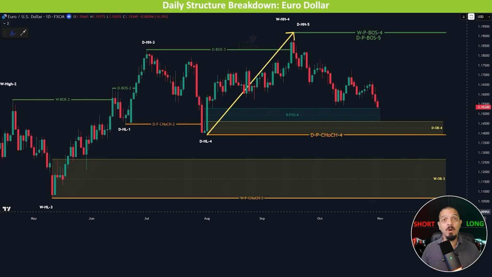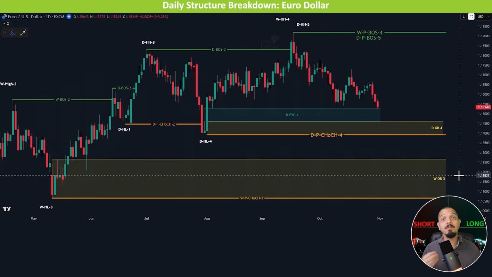Beneath this gap, we also mark the daily change of character number 4, the level where a confirmed shift in daily momentum would take place if price breaks and closes below it. Finally, we approach the daily order block number 4, the key daily demand zone that sits above the larger weekly order block number 3. This alignment between daily and weekly demand strengthens the narrative because price is pulling back into an area where the higher time frame already suggests discount conditions. As price approaches this zone, the daily structure prepares for the next decisive reaction, setting the stage for continuation or reversal inside the weekly context.